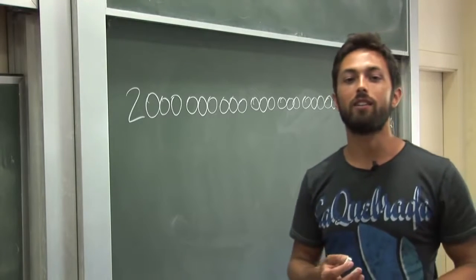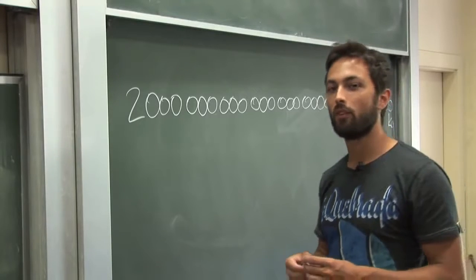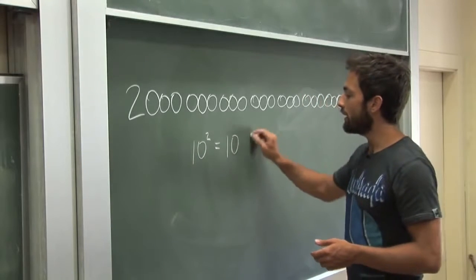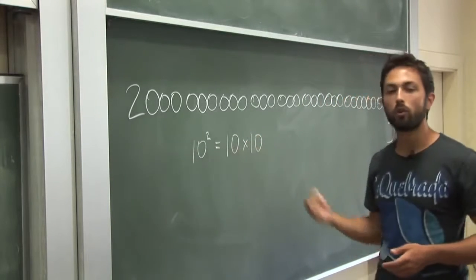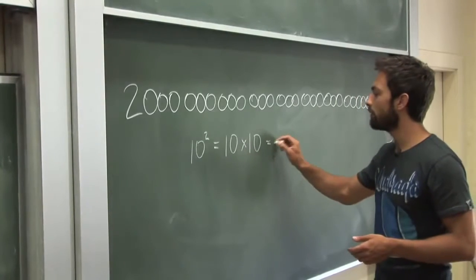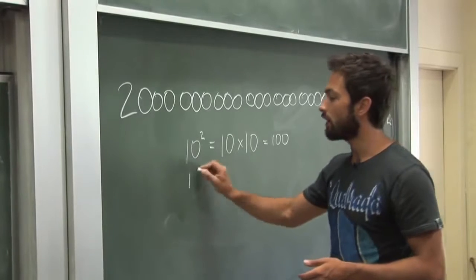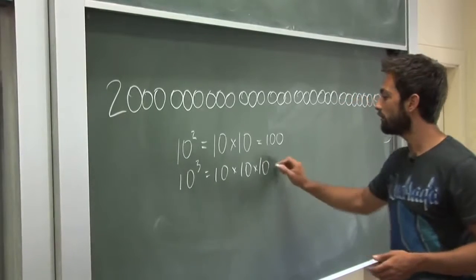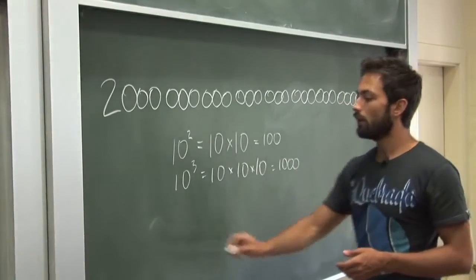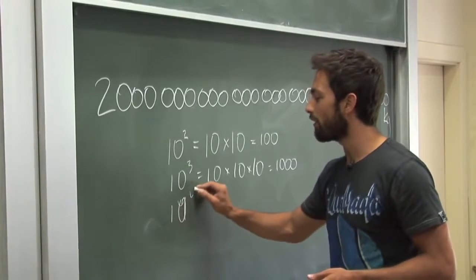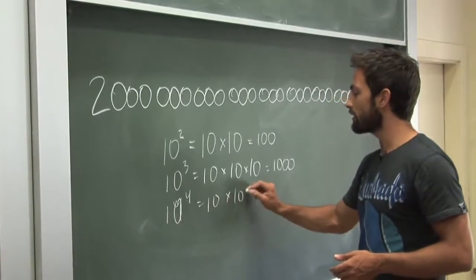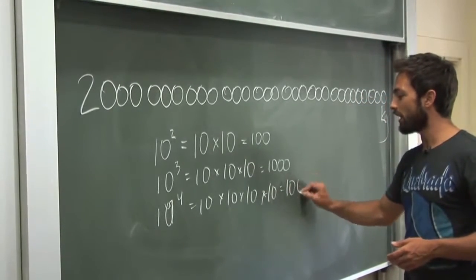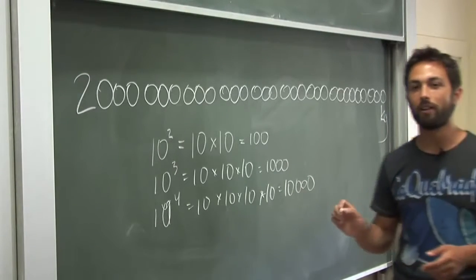Scientific notation takes advantage of powers of 10. For example, 10 to the power of 2 means take two 10s and multiply them together, and you get 100. 10 to the power of 3 means multiply three 10s together, and you get 1,000. 10 to the power of 4 means take four 10s, multiply them together, and you get 10,000.